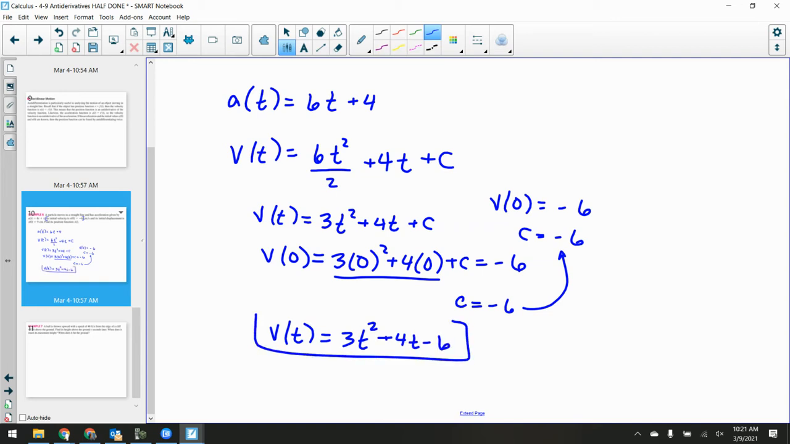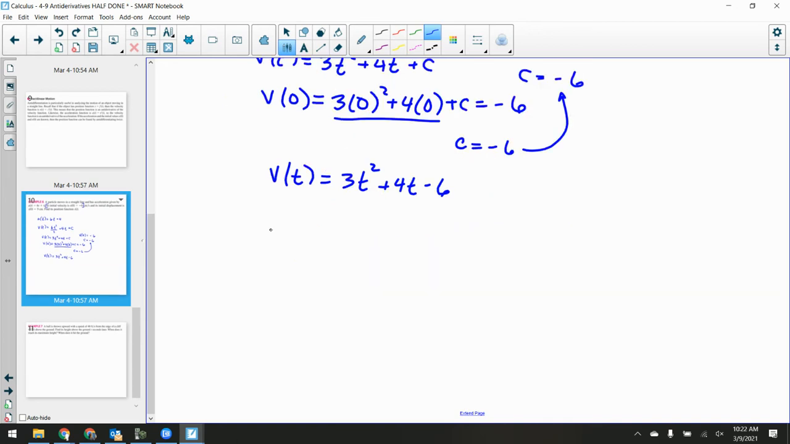There's my, oops, sorry, I shouldn't box that. That's not my final answer. Of course, 3t squared plus 4t minus 6. Because I wasn't asked to find velocity, I'm asked to find position, right? But we know the position is the antiderivative of velocity.